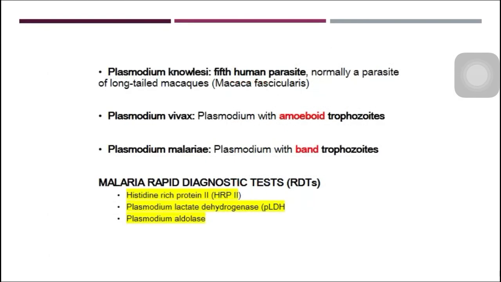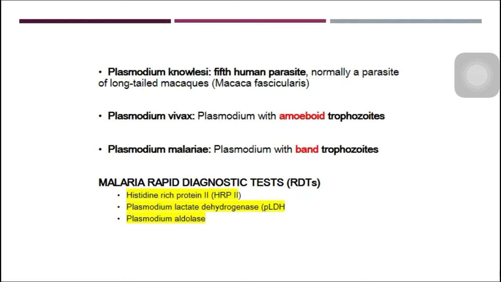Okay, so we have the Plasmodium knowlesi, the fifth human parasite. This is normally a parasite of long-tailed macaques, Macaca fascicularis. Again, Plasmodium with amoeboid trophozoites, that's Plasmodium vivax. Plasmodium malariae, that's Plasmodium with band trophozoites. And we have the malaria rapid diagnostic test.